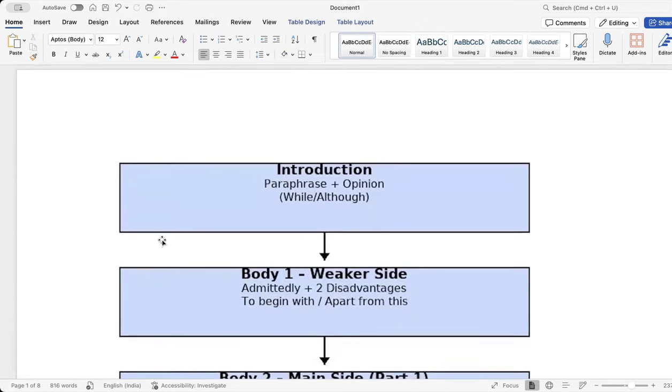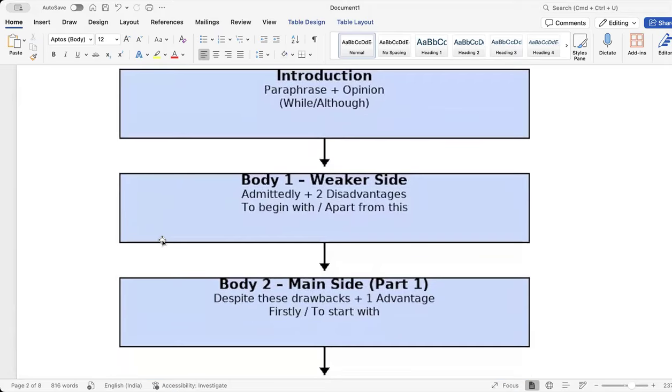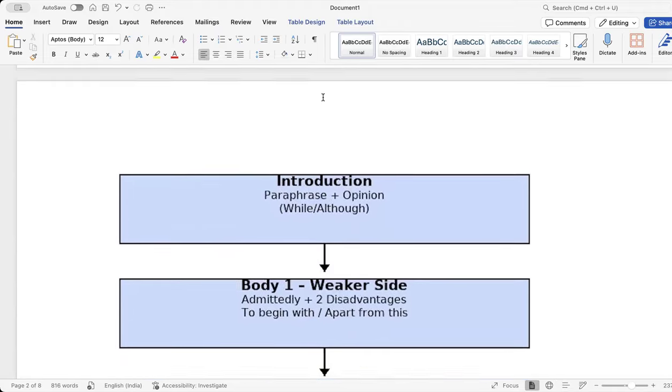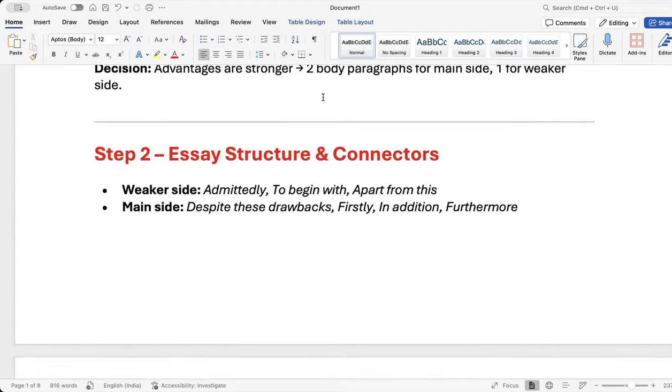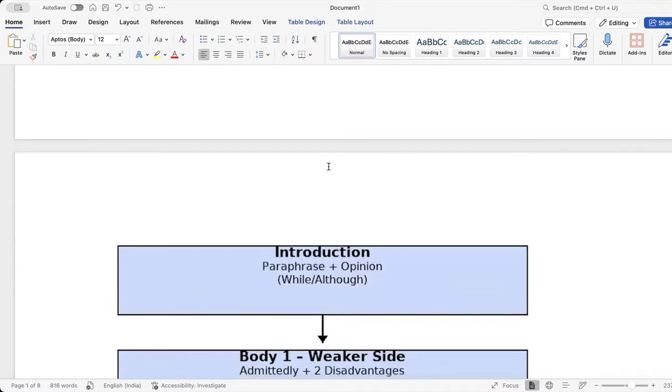Let's come to the structure. So let me tell you the structure that I follow for writing the advantage disadvantage essay. First, I write the introduction. In the introduction, I do two things. The first thing is I paraphrase the question. I'm just going to copy the question and write it down, but in different words. I'm going to slightly change words and I'm going to show you how I do that also. The second thing is I'll write the opinion.